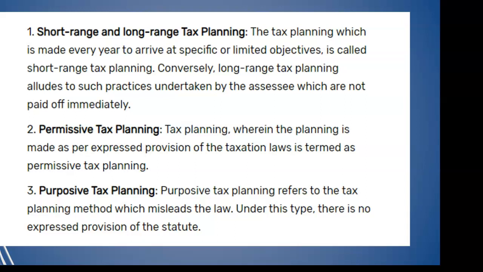Conversely, long range tax planning is such a practice where the assessee has no need to plan every year. So this is meant for a longer period of time. Permissive tax planning is allowed within the taxation laws, and purposive tax planning is meant to mislead the law. You can say it is tax evasion also.